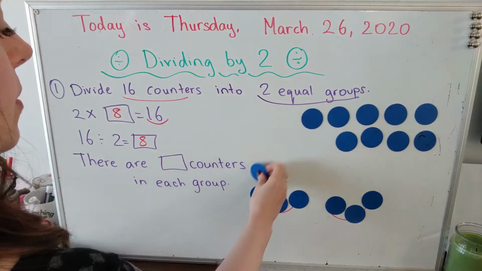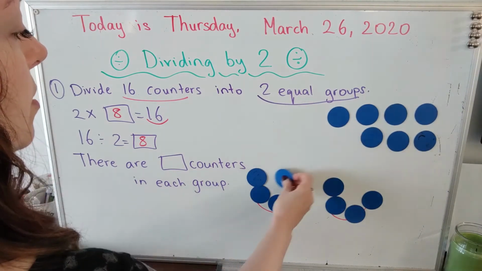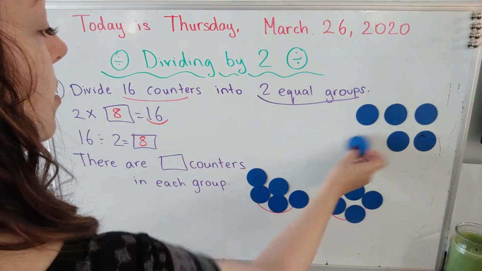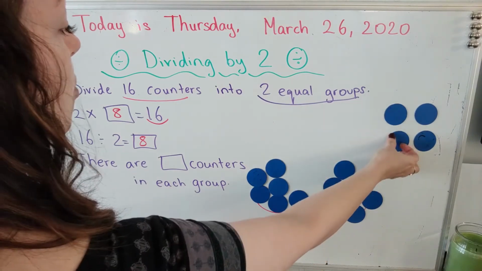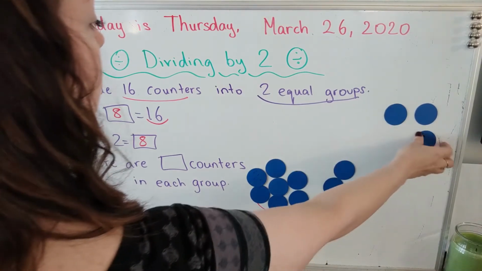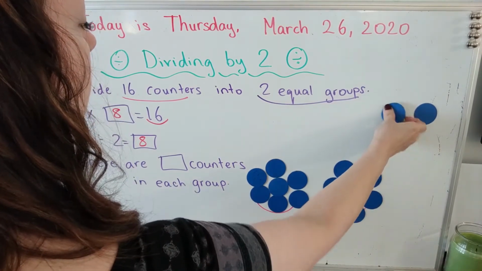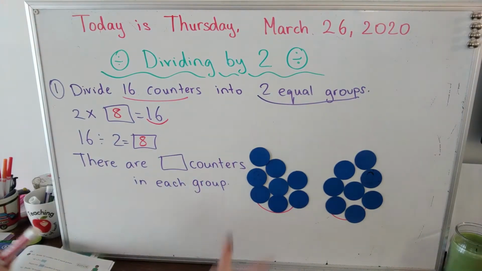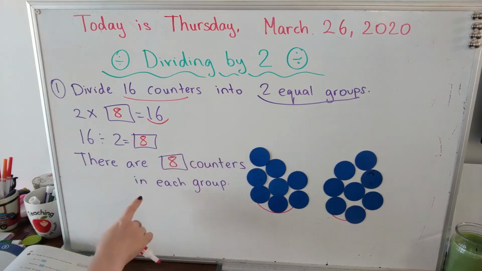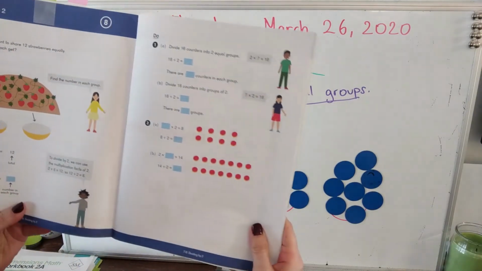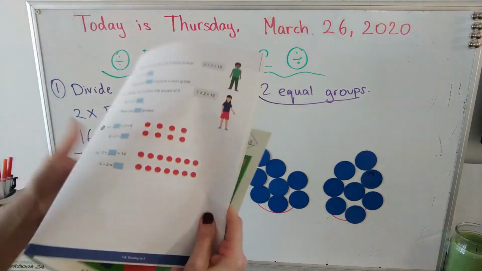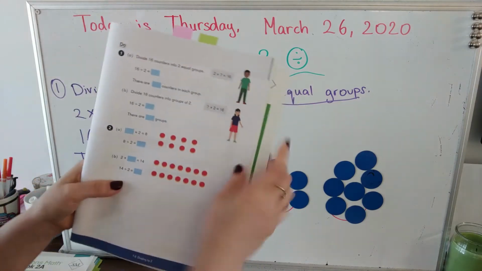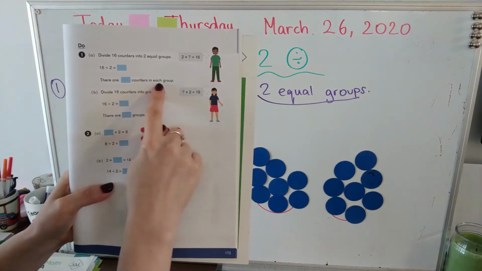3 in each, 4 in each, 5 in each, 6 in each, 7 in each, and 8 in each. I am done sharing. I made 2 equal groups, and inside of each group there are 8. There are 8 counters in each group. Go ahead and write your answers in your textbook, where it says 16 divided by 2 is 8. There are 8 counters in each group.